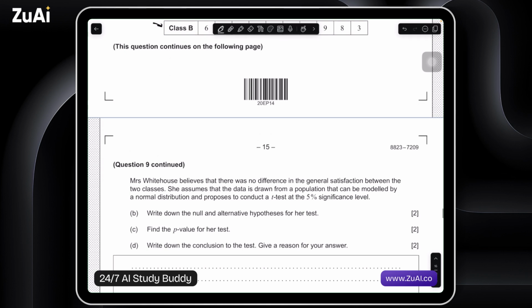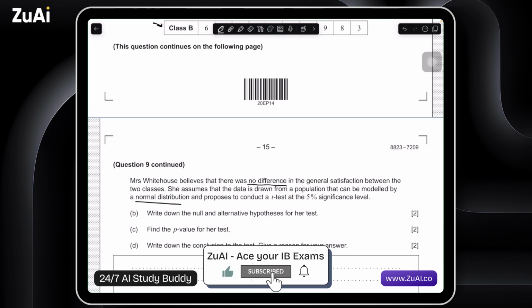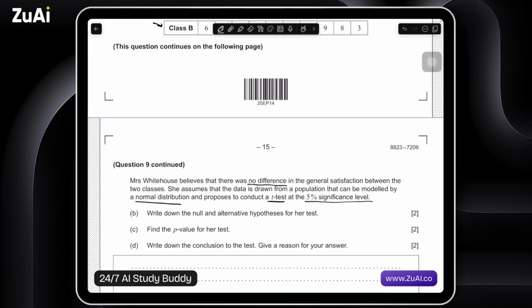Miss Whitehouse believes that there was no difference in the general satisfaction between the two classes. She assumes the data is drawn from a population with normal distribution, and proposes to conduct a t-test at the 5% significance level. All right, so she wants to do a t-test. Normal distribution just means pooled is equal to yes, which it always is by and large. I haven't seen one that wasn't. Pooled is equal to yes for our t-tests on AISL.